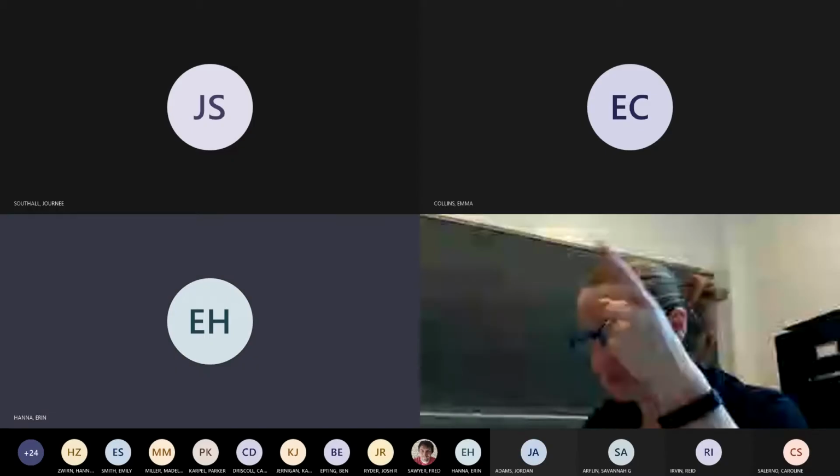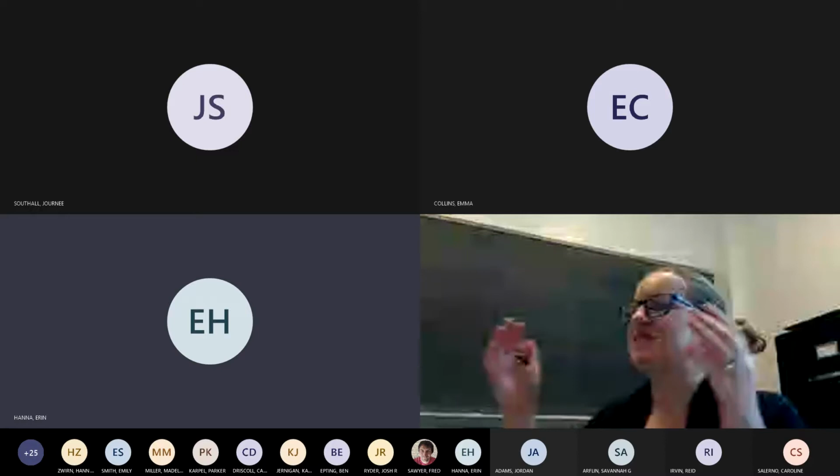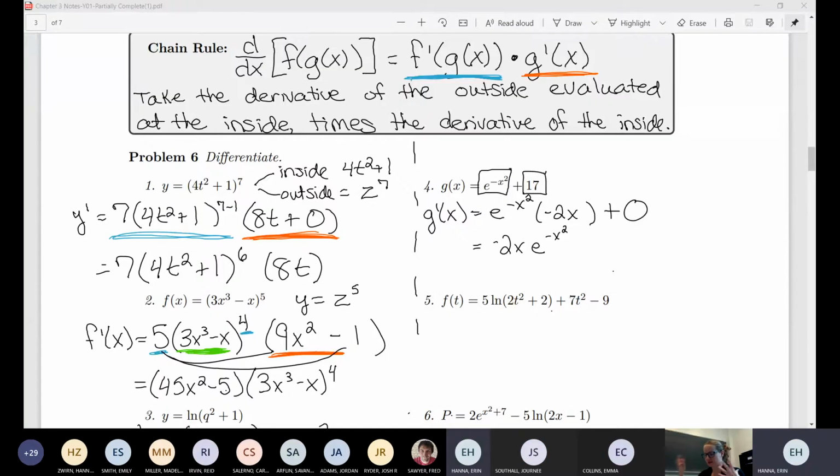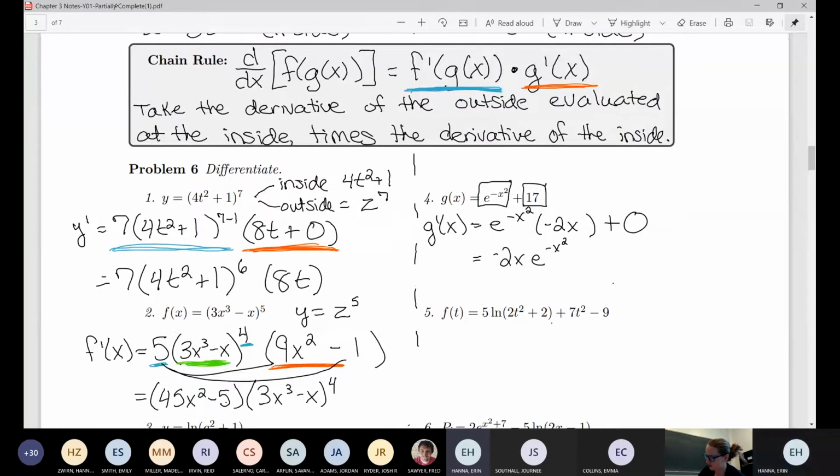There we go. Okay. So the chain rule encompasses all of the other rules inside of itself. So this one's kind of the broadest one. Let's say we look at number 5 down here. So let me try to leave that rule up. So we have a sum and difference of things.